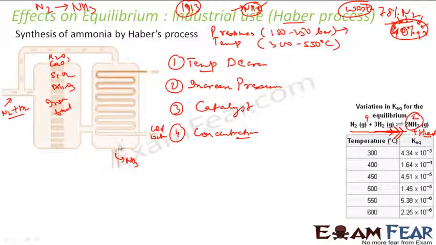So from here, if you see, we take out NH3. So if you take out NH3 from the system, we are decreasing the concentration of product. So we are decreasing the concentration of product. Thus we are forcing the reaction to go in the forward direction.